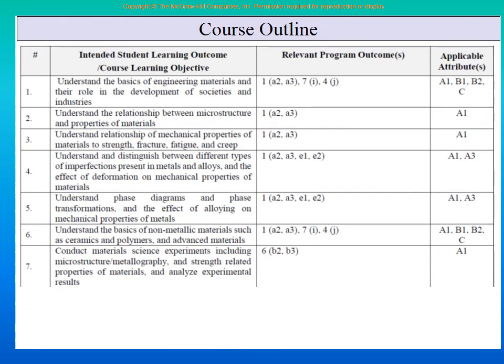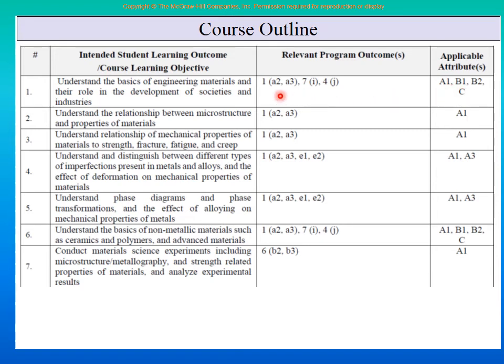Here I have given you a course outline. These are the learning outcomes, which we call learning outcomes. Understand the basics of engineering materials and their role in the development of societies and industries, right? So according to SQU, this is A1, B1, B2, C.